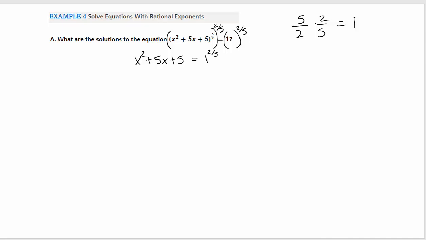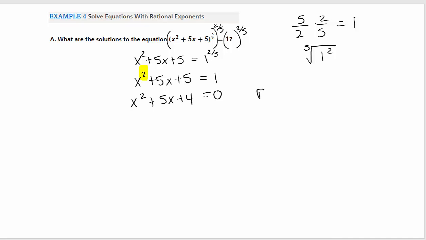So if we convert 1 to the 2/5 to radical form, that's the same as the 5th root of 1 squared. The 5th root of 1 is 1, 1 squared is 1. So we actually have x squared plus 5x plus 5 is equal to 1. Now in order to solve for x, because we have this quadratic, that means we need to bring everything to one side to solve. So we're going to subtract 1 from both sides.